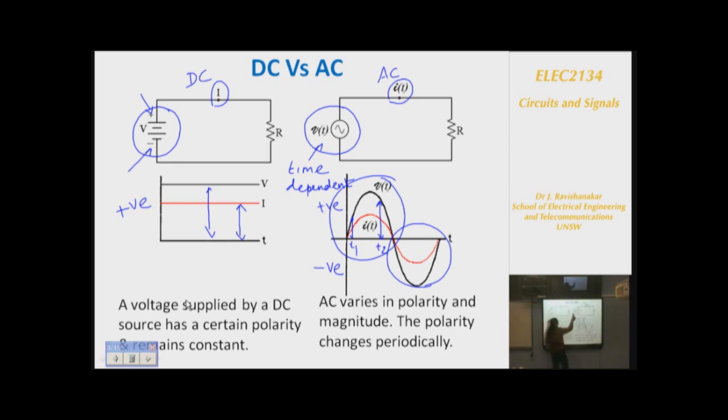So therefore, this is represented as v of t and i of t. They are actually the instantaneous values. Instantaneous values means the value of the quantity at any instant of time. So now you can visualize the meaning of AC, that is alternating current. What is an alternating current? It alternates between positive and negative values. That's why it's called an alternating current.